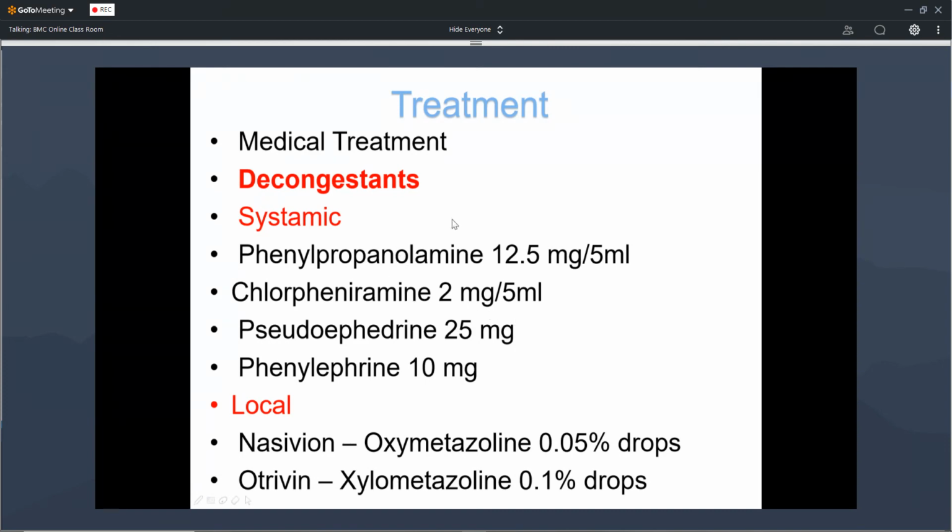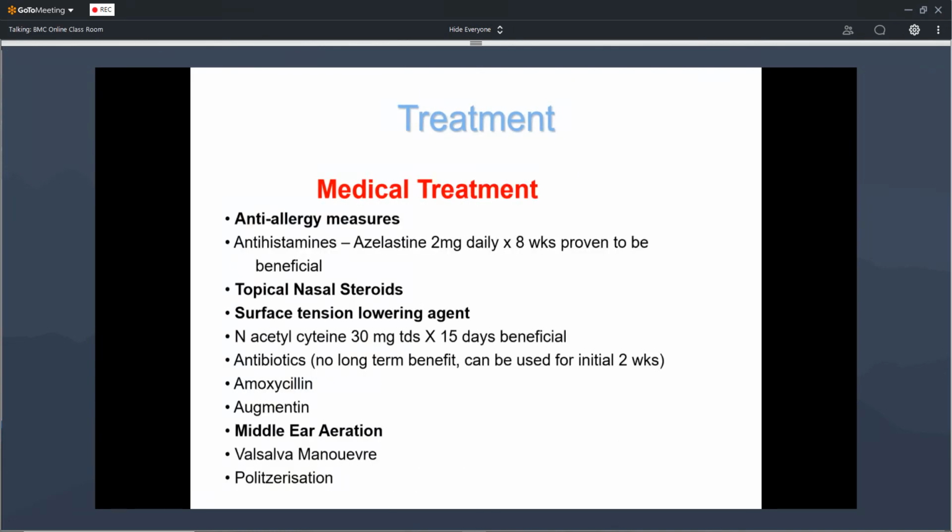These are the systemic decongestants. These are the local decongestants. Local: oxymetazoline and xylometazoline. Systemic: phenylephrine and pseudoephedrine. Antihistamines: if the patient is having any allergy, you should give anti-allergic treatment. Surface tension lowering agent, that is N-acetylcysteine, 30 mg tablet 3 times daily for 15 days.